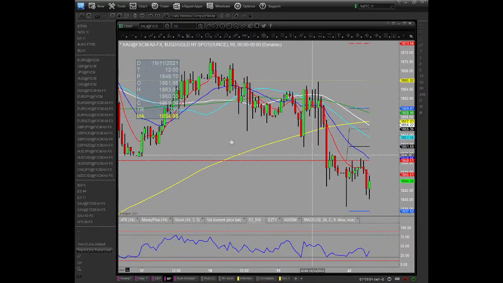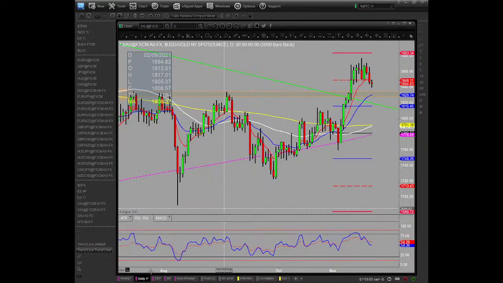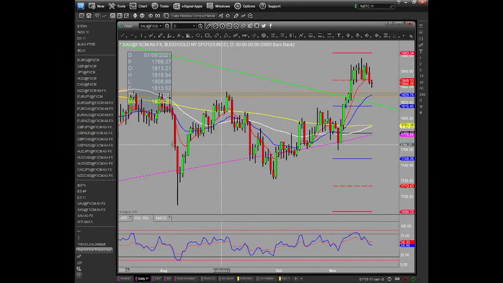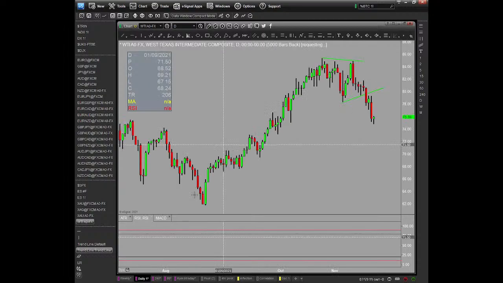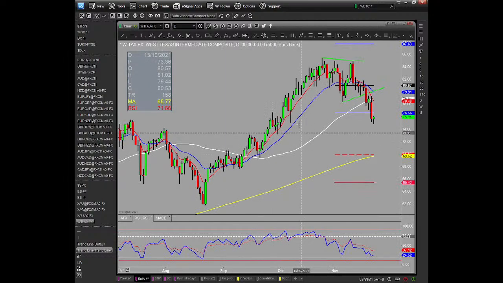I mean, intraday wise, if you want to just trade this little bit here, I'm not so sure, but I don't see it as an intraday trade personally. Anyway, there's gold and oil. It's too volatile, gold, for intraday trading.